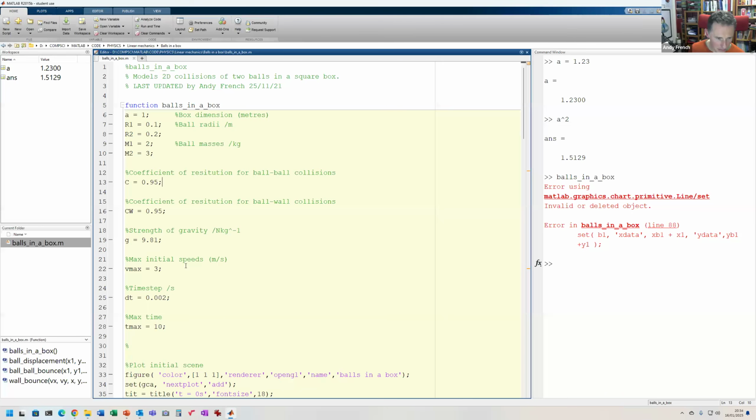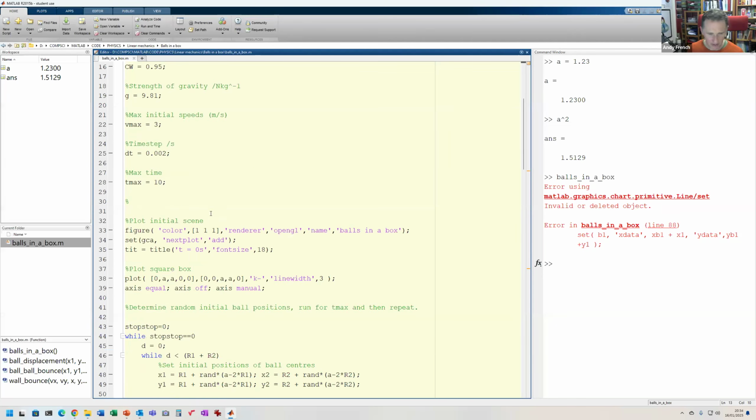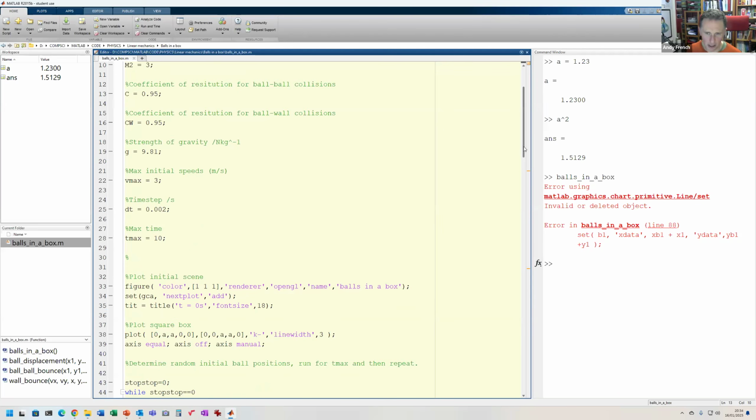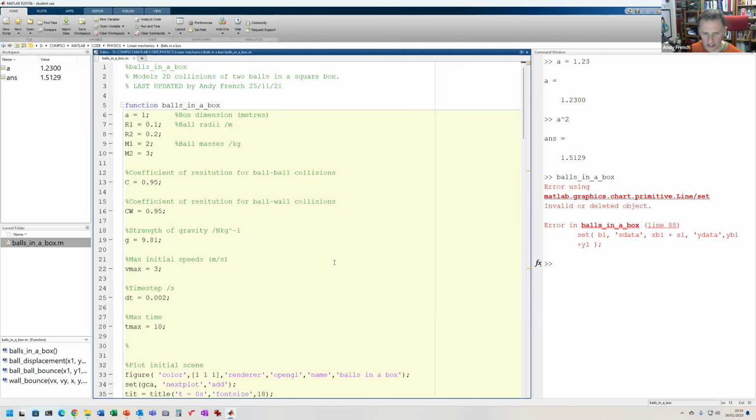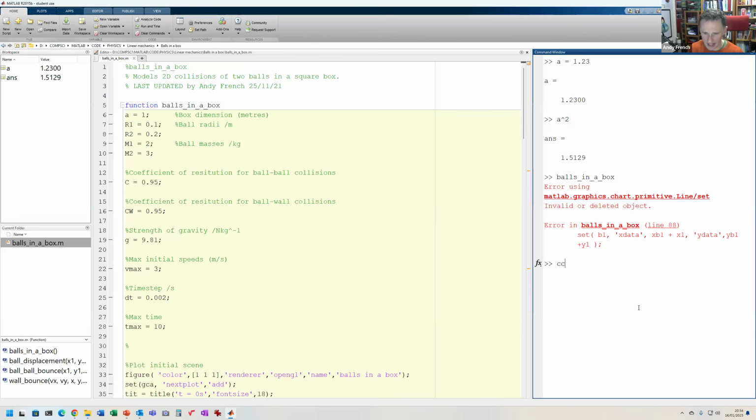So just an example, when I'm writing my code, I will define all the commentary first. Like I'm defining the various bits, like the strength of gravity, the coefficient of restitution for the ball to wall collisions, other inputs like the ball radii, and I've got things like plot initial scene, plot square box. So I kind of think through the problem itself, and then you write your commentary, and then if you're new, you can look up what's the code that does that thing. And that's a much more fun way of learning a language.